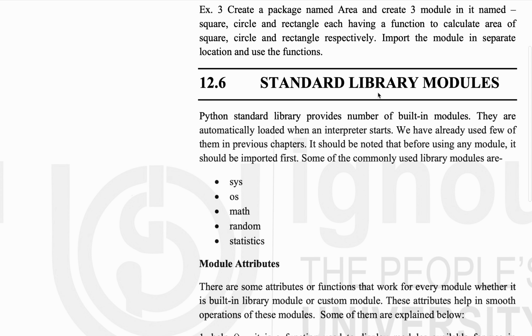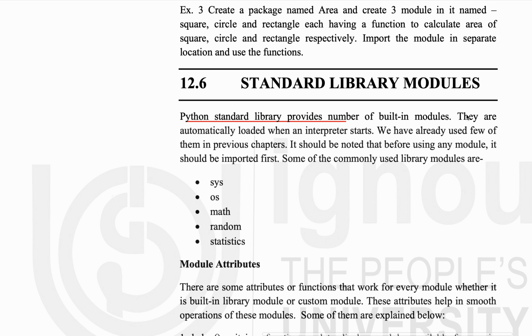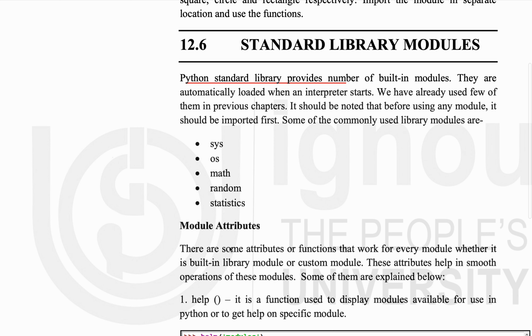Standard library modules. The Python standard library provides a number of built-in modules. They are automatically loaded when the interpreter starts. We have already used a few of them in a previous chapter. It should be noted that before using a module, it should be imported first. Some of the commonly used modules are sys, os, math, random, statistics.